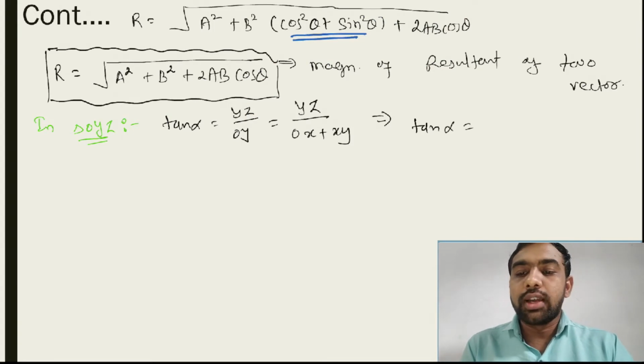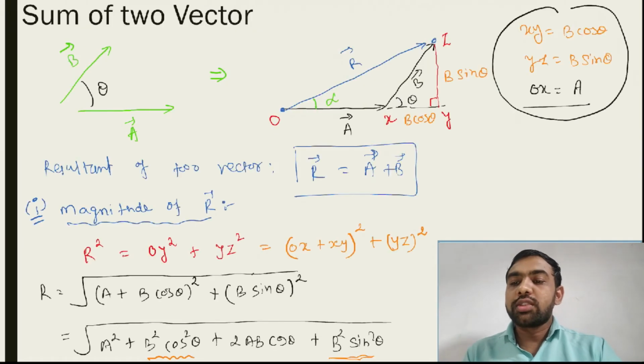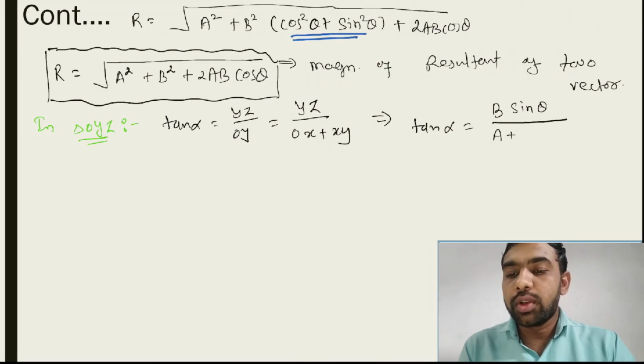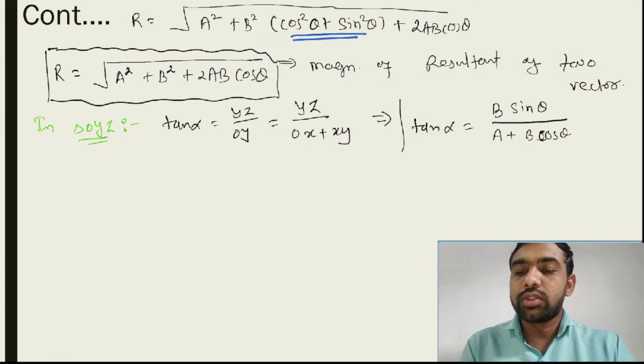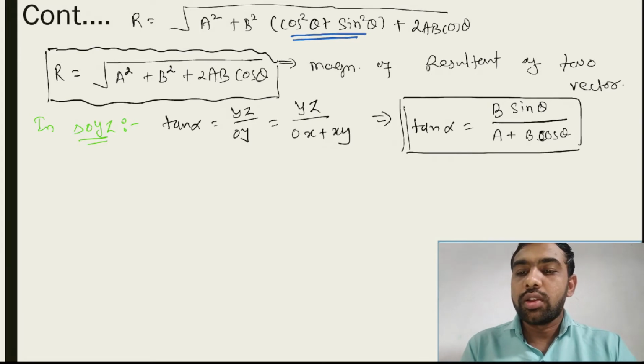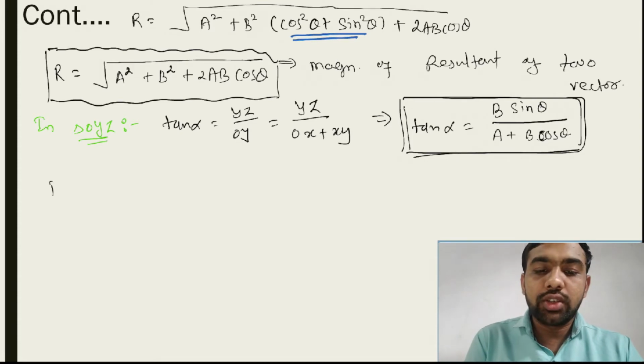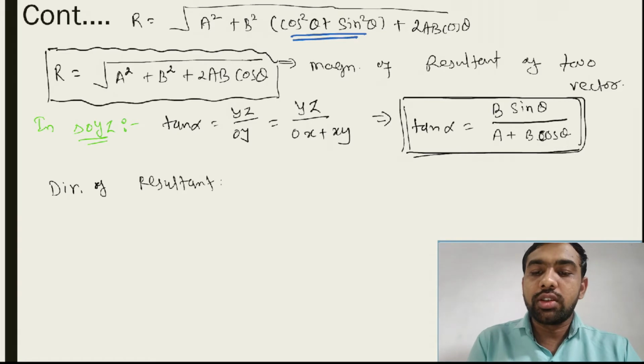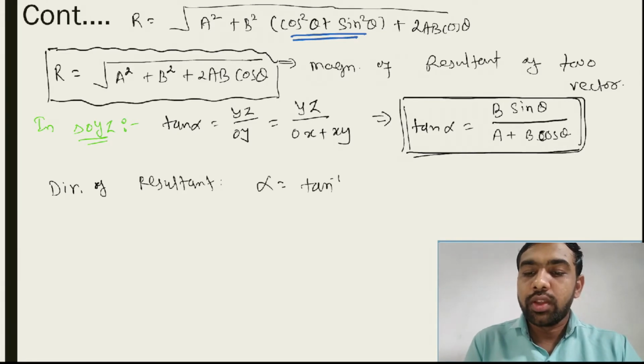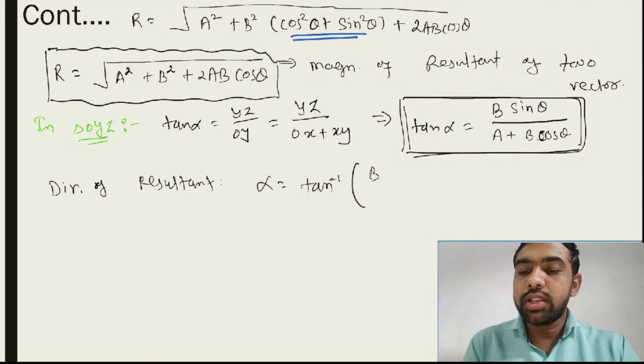So tan alpha is equal to b sin theta upon ox. Ox means what? a. So a plus xy is b cos theta. So this is the direction of resultant. So direction of resultant alpha is equal to tan inverse b sin theta upon a plus b cos theta.